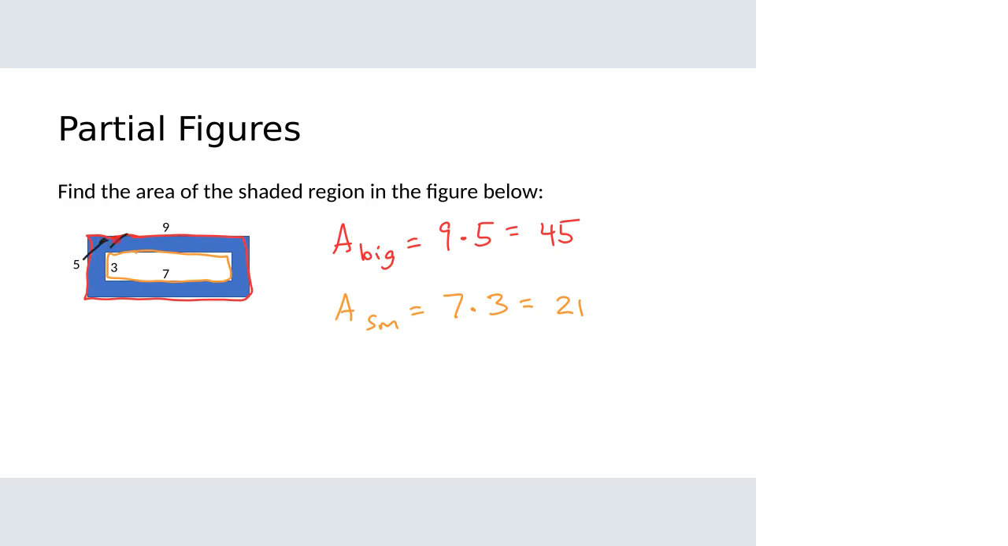Because if I take the area of the big rectangle, the whole thing, and then I subtract the small rectangle from it, what I'm left with is the area of just that shaded region. So we'll do 45 minus 21 and find out that the shaded region has an area of 24. A little bit of problem solving skills makes that into a much easier question than it might first appear. And that's a really important idea in this section.